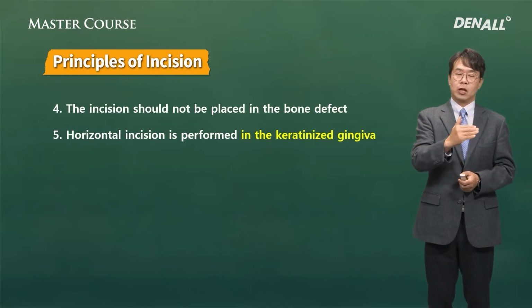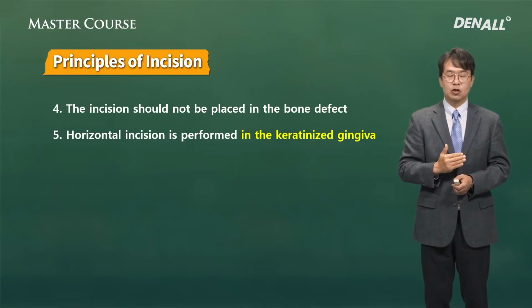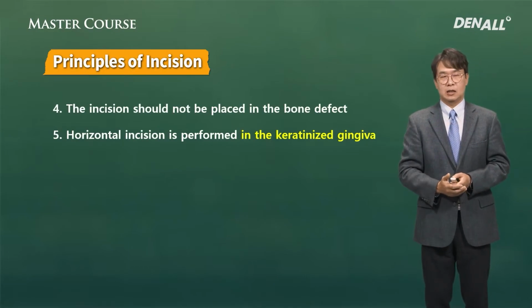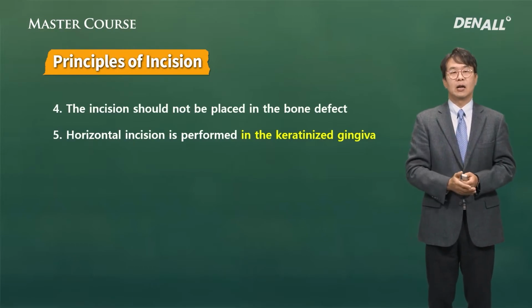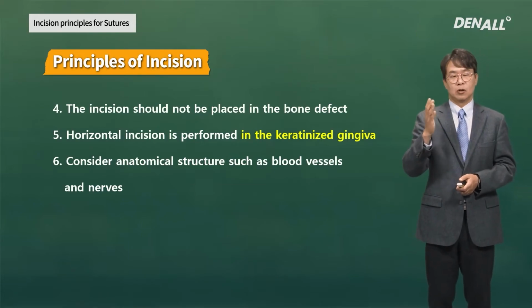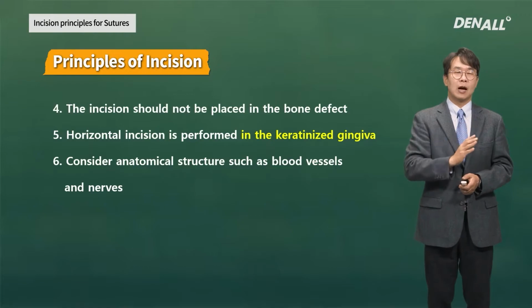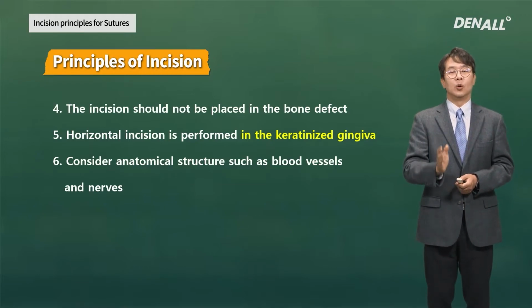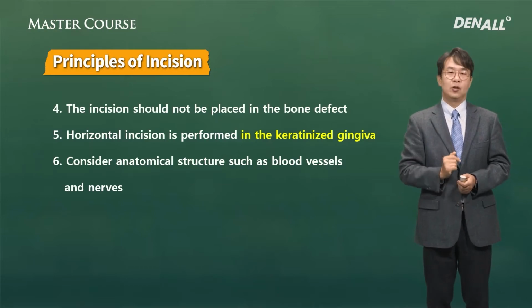When a horizontal incision is performed, whether it is in the keratinized gingiva or not makes a difference. So it should be done in the keratinized gingiva. When you make an incision, you need to consider the blood vessels. That helps healing. From the beginning, try to make a deep incision involving periosteum.